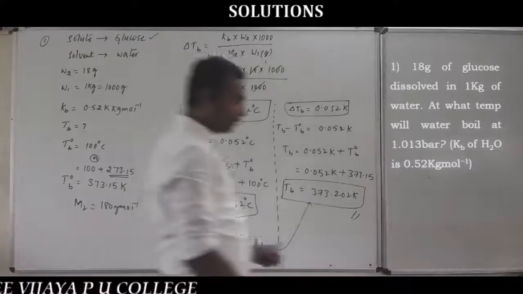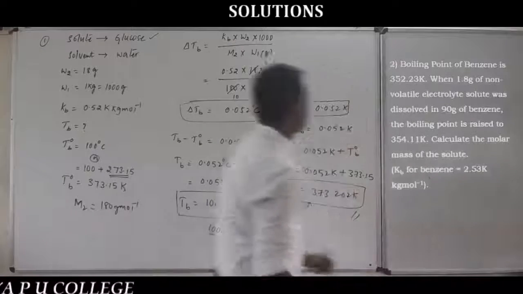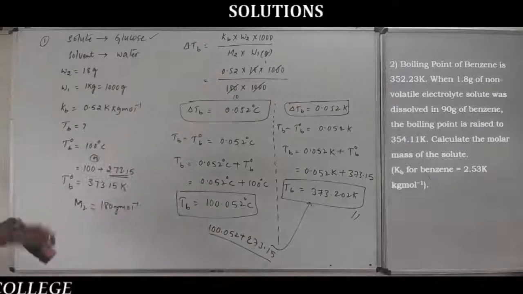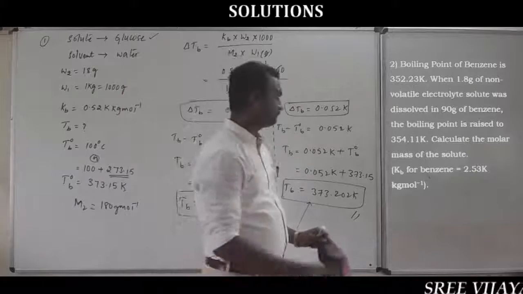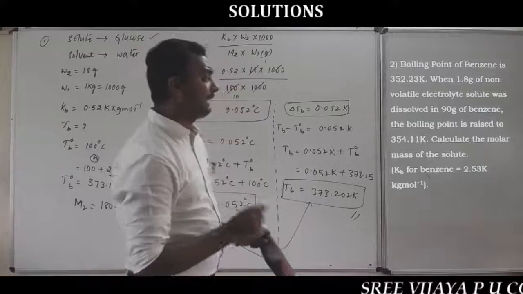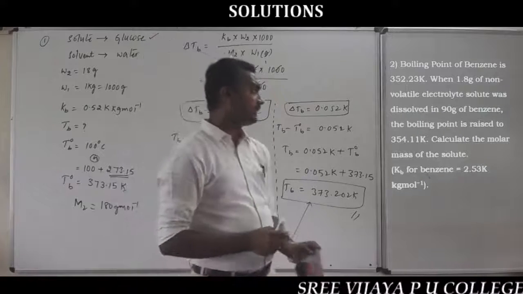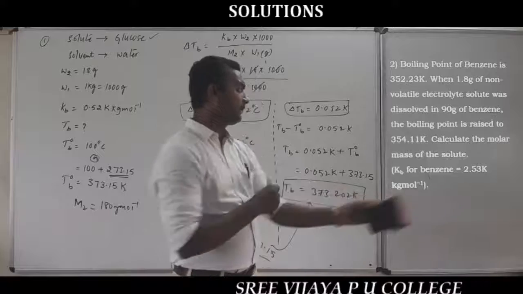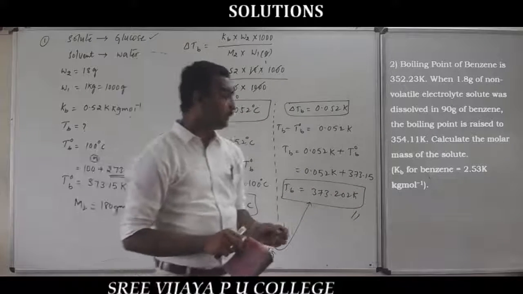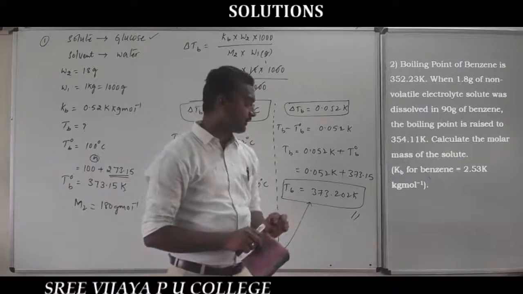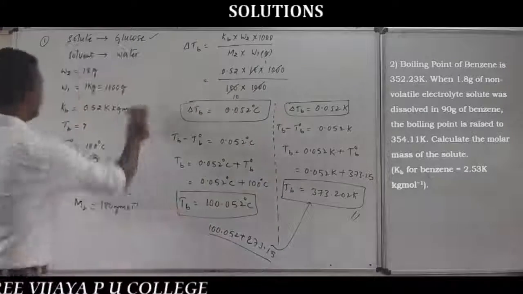Let's move on to the second problem. The boiling point of benzene is 352.23 Kelvin. When 1.8 gram of non-volatile electrolyte solute was dissolved in 90 gram of benzene, the boiling point is raised to 354.11 Kelvin. Calculate the molar mass of solute, and Kb is given. This is a direct problem. So collect the data.